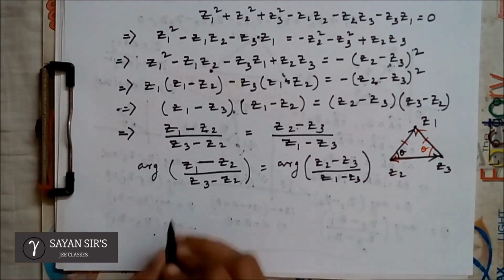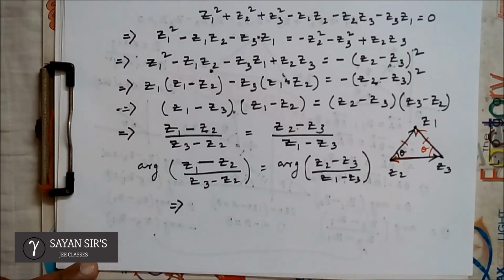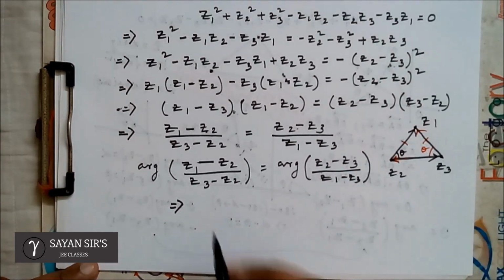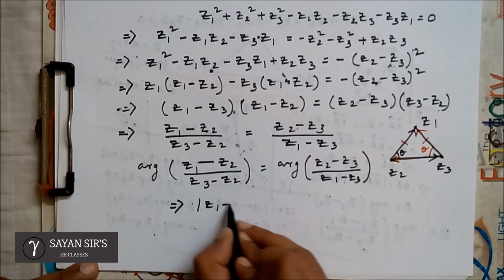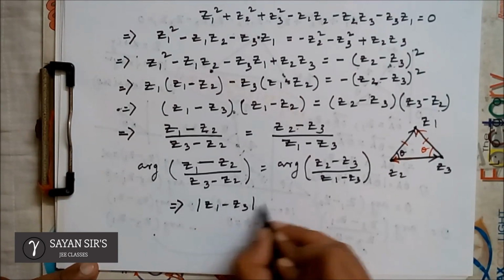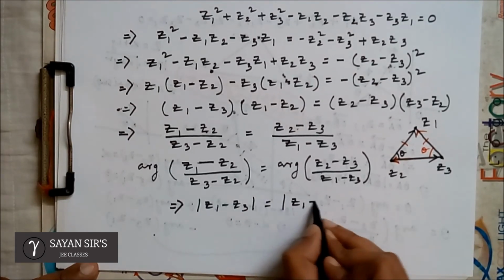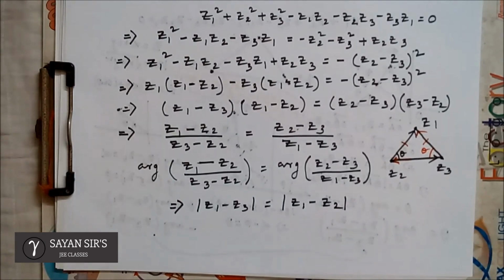So from there we can say that this implies, because these two angles are equal, their opposite sides are equal, so we can say that mod of z1 minus z3 equals the mod of z1 minus z2. So here's an interesting little result that we get. Okay, I think I'll have to use another page.